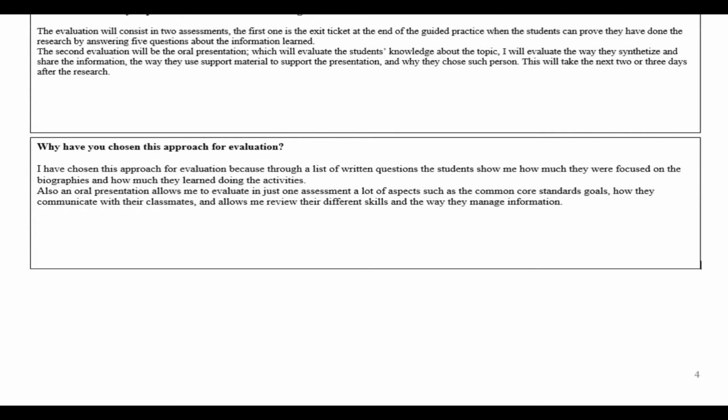Why have I chosen this approach for evaluation? I have chosen it because through a list of written questions, the students show me how focused they were on the biographies and how much they learned during the activities. Also, an oral presentation allows me to evaluate, in just one assessment, a lot of aspects such as common core standard goals, how they communicate with their classmates, and it allows me to review their different skills and the way they manage information. That is important.